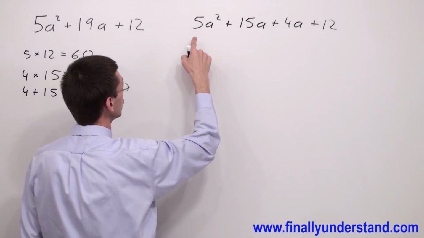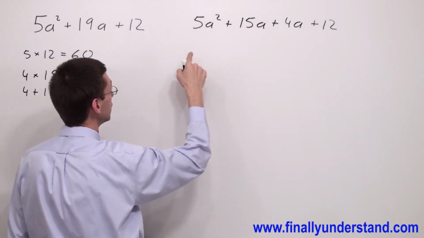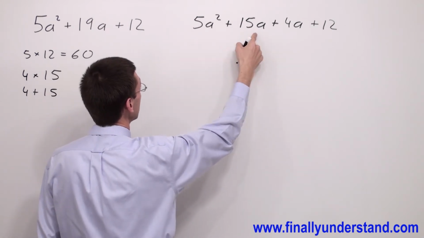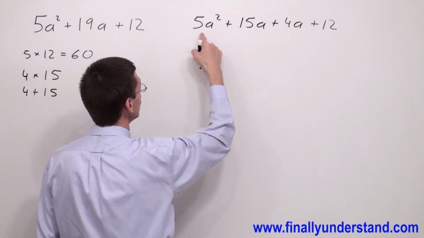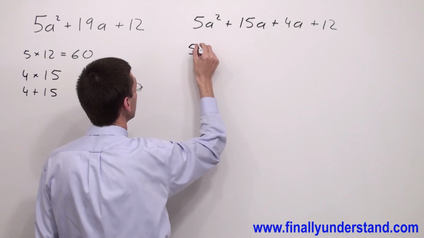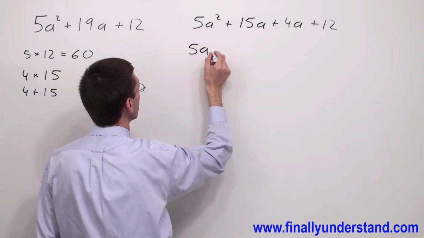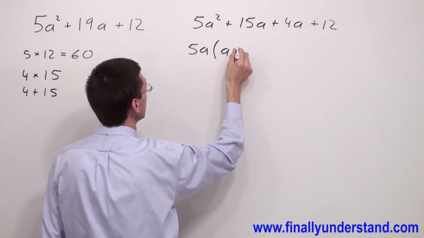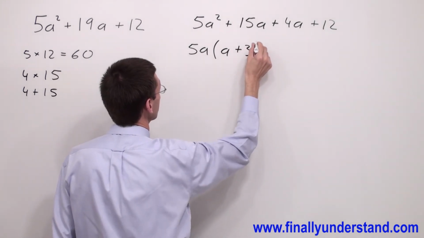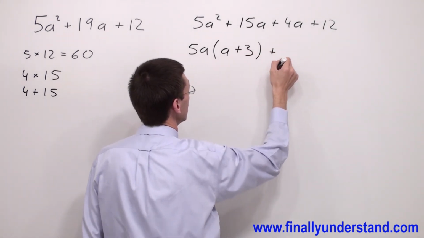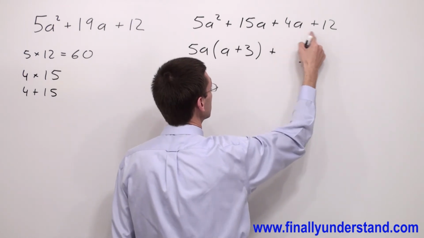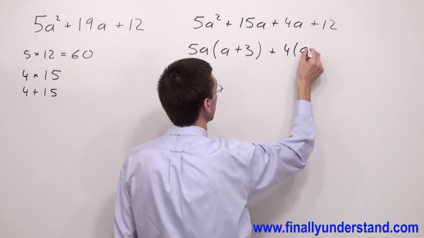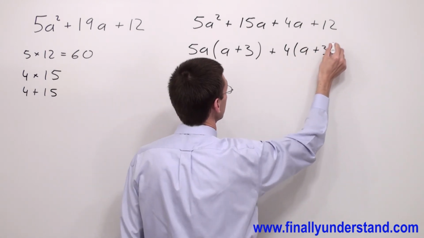Next, I'm going to do factorization. Check what we can factorize from this trinomial. We have 5 and 15, and I have a squared and a. I can factorize 5a from these two terms. Inside of the parentheses, I'm going to have a plus 3, plus. From these two terms, I can factorize 4. Inside of the parentheses, I'm going to have a plus 3.